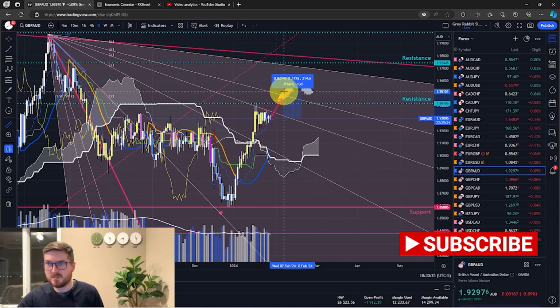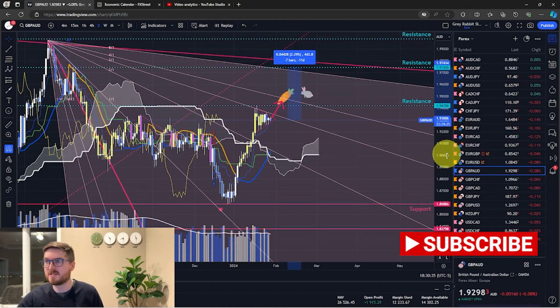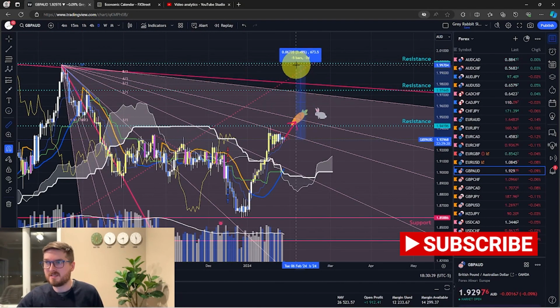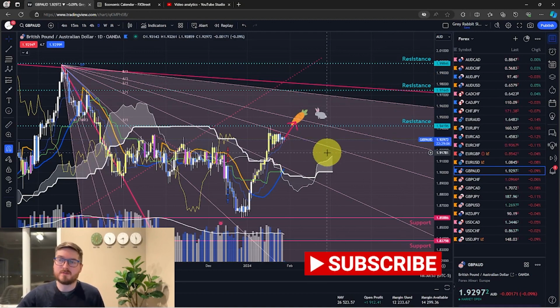So yeah guys, that's the first target. But if we go back up to this next resistance level, that's about 442 pips from the current price. And if we go from the current price up to the major resistance level, which is up here at the 1.99846 level, that's about 690 pips. So lots of room to run.